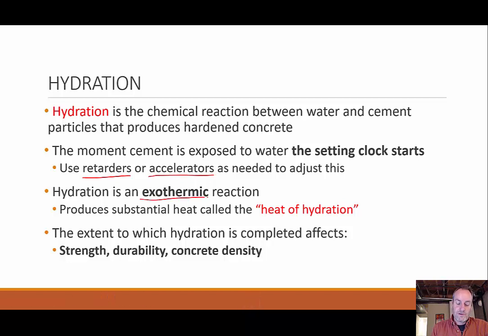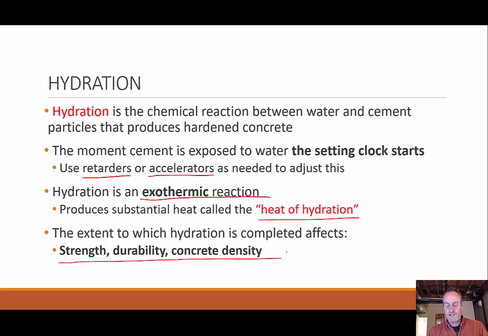Hydration is an exothermic reaction. That means it's producing heat, right? And this is called the heat of hydration. So if you've mixed concrete, we've mixed concrete in the lab, right after you mixed it and you put it in your containers, if you were to feel the containers, you'd feel heat, a little bit more if we were to wait a little longer. And the extent to which hydration is completed affects the strength, durability, and the density of the concrete.